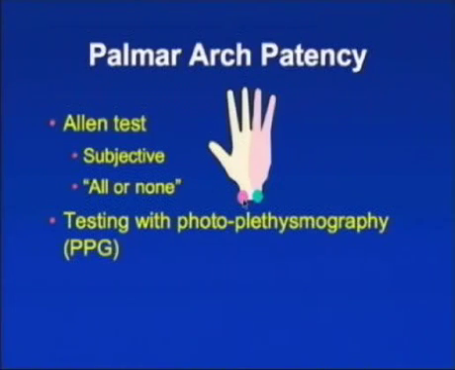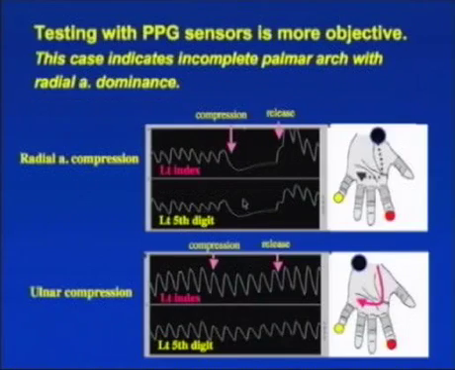This is actually an easier test or more objective if we can use some type of physiologic testing method, for instance, photoplethysmography or PPG. In this next slide, we see PPGs applied to the index finger and to the fifth digit. We acquire waveforms at a slow sweep speed of the perfusion to these two digits, and then we compress the radial artery, and we look for the changes, if any, in the perfusion to these two digits.